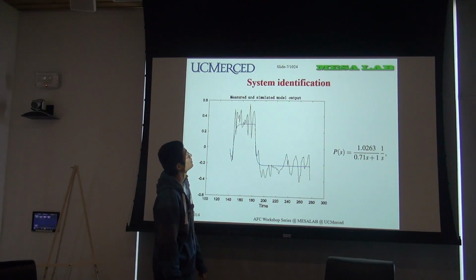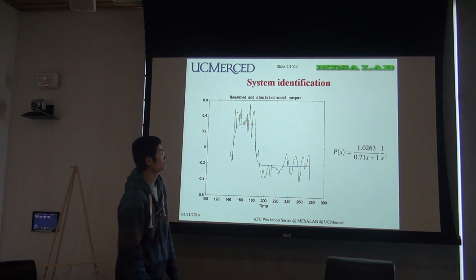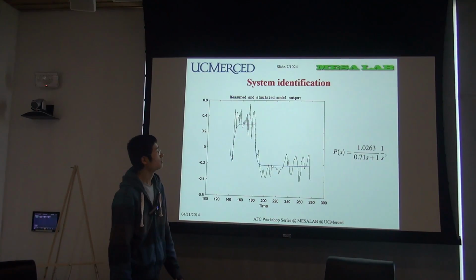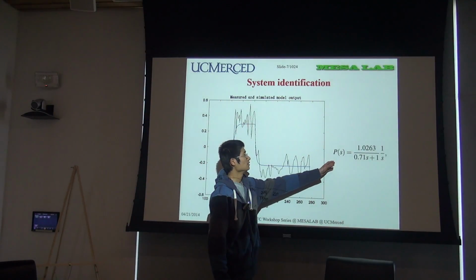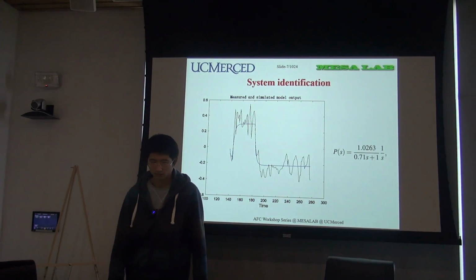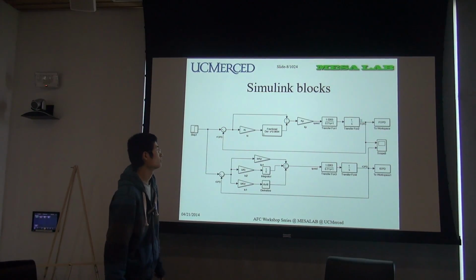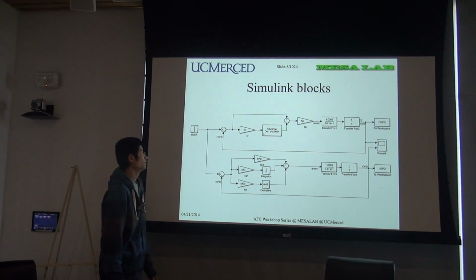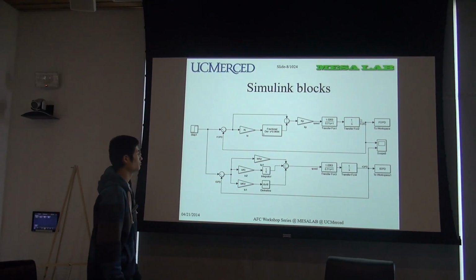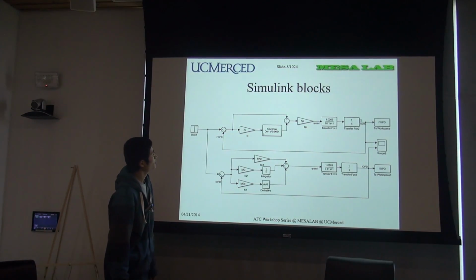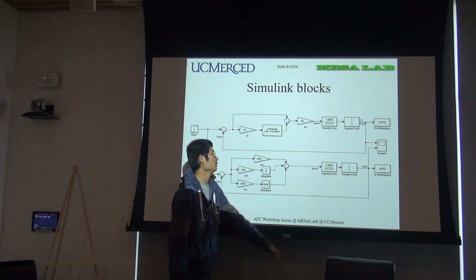We use the system identification method in MATLAB to get the model of the velocity loop. In this way, we can get the transfer function of the plant. From these Simulink blocks, we can have an overview of the fractional order PID and integer order PID. This is the plant we just identified.